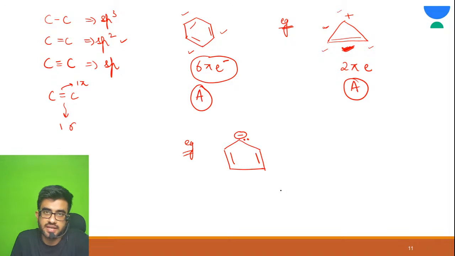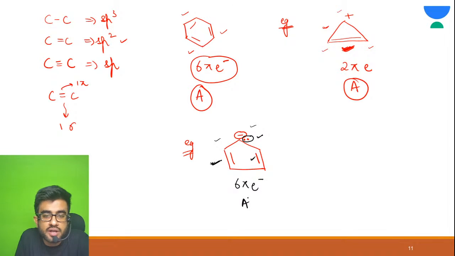See, this is cyclic. Planar, yes, it is planar because every carbon is sp2 hybridized. Resonance possible: double bond, single bond, lone pair. Now we need to see pi electrons. This pi bond is participating in resonance. These lone pairs are also participating in resonance. Pi electrons are those electrons which are participating in resonance. So two bonds, 4 electrons, as well as this lone pair. This means it has 6 pi electrons.